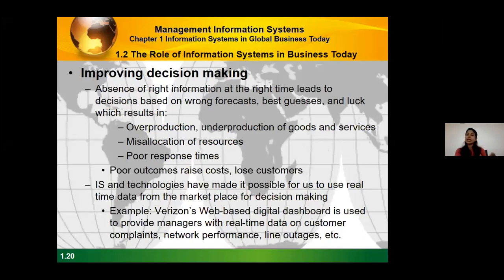So when we take decisions based on the wrong information, that means based on forecasts, luck, or best guesses, what happens? There can be certain negative consequences the organization may experience. One thing is overproduction or underproduction of goods and services, right? Sometimes based on the wrong information, you make wrong production plans, so you end up producing more than what is required, or you end up producing less than what is required. And the other one is misallocation of resources, right?